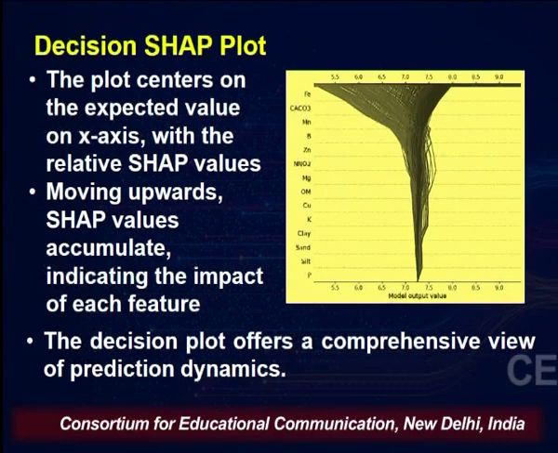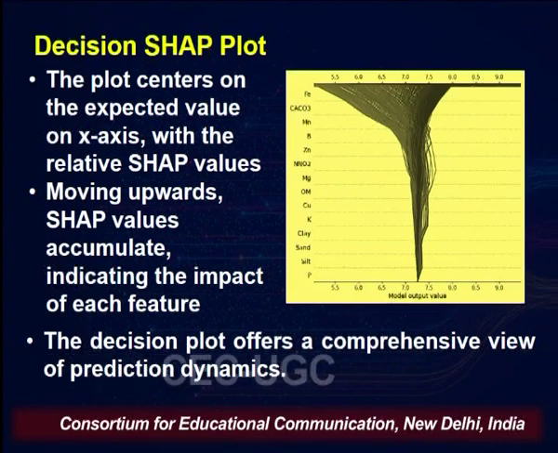It is on the x axis, and with relative SHAP values, as we move upward, the SHAP values of each of the features are connected with a line, so you get a rising plot. The decision plot is also a kind of summary plot, because you can see a number of lines. Each line refers to a particular sample, so the number of samples you have is the number of lines on the decision SHAP plot.